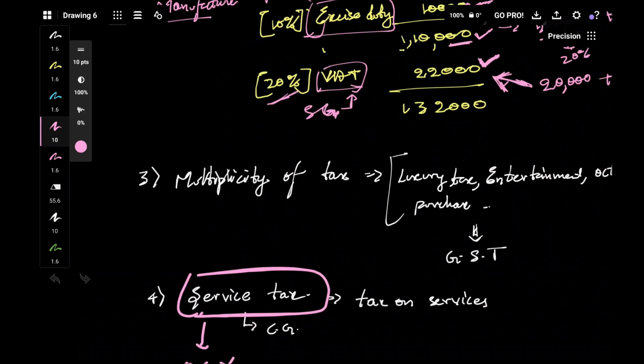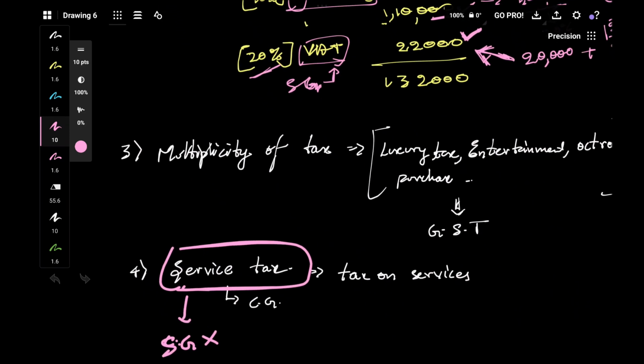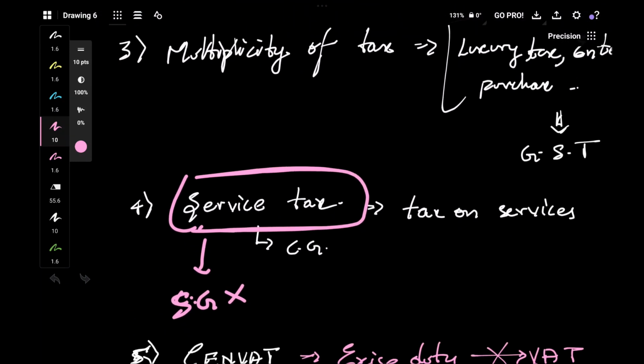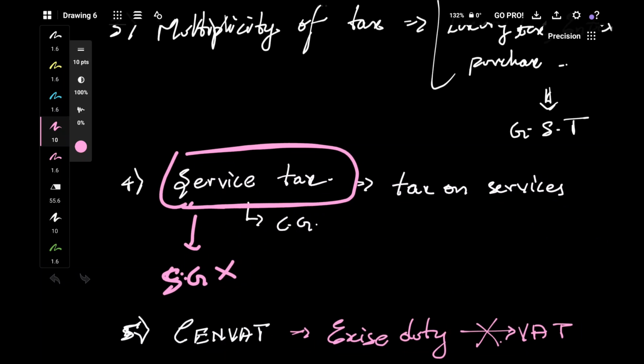Let's move to the third point, that is multiplicity of taxes. Earlier to GST there were many small taxes like luxury tax, entertainment tax, octroi, purchase tax, etc. All these taxes were also subsumed into GST. So it has become much easier now. There are fewer taxes and tax compliance is easy now.